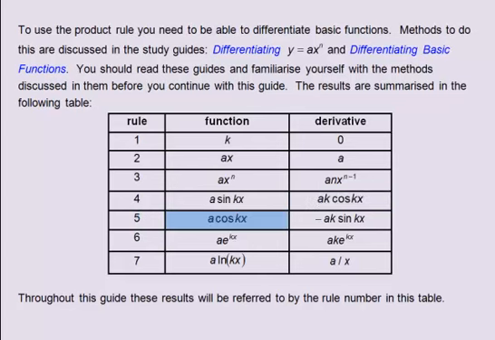Rule 5. Function a multiplied by the cosine of kx. Derivative minus a multiplied by k multiplied by the sine of kx. Rule 6. A multiplied by e to the power kx. Derivative a multiplied by k multiplied by e to the power kx. Rule 7. Function a multiplied by the natural logarithm of kx. Derivative a divided by x. Throughout this guide, these results will be referred to by the rule number in this table.